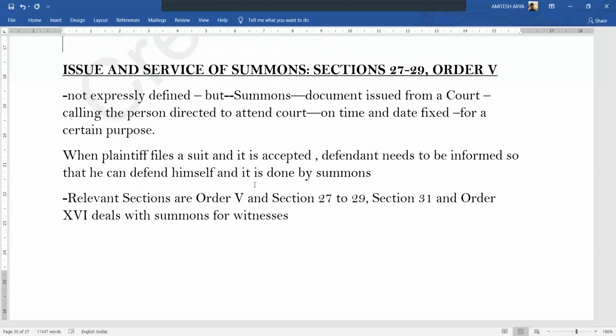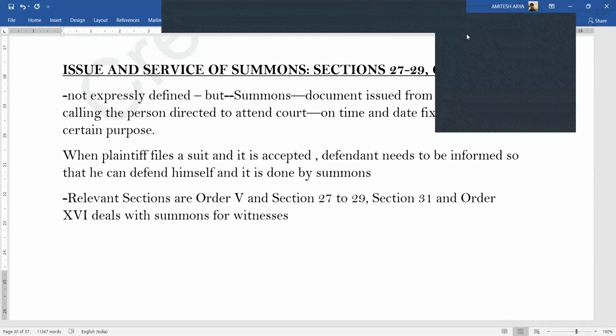So again, summons has not been expressly defined, but it can be said that it is a document issued from a court, which is calling a person to attend the court on a particular date and time fixed for a certain purpose. Whenever a plaintiff files a suit, it gets accepted. The defendant has to be informed that you can come here and defend yourself, put up your counter story. And how do we do that? We do that by summons. So relevant sections here are Order 5 and Sections 27 and 29. And Section 31 and Order 16 are those which deal with summons for witnesses.